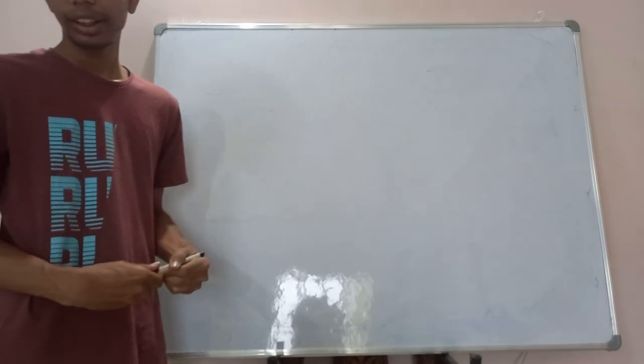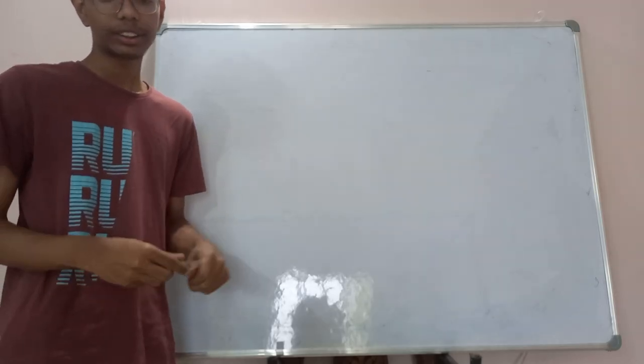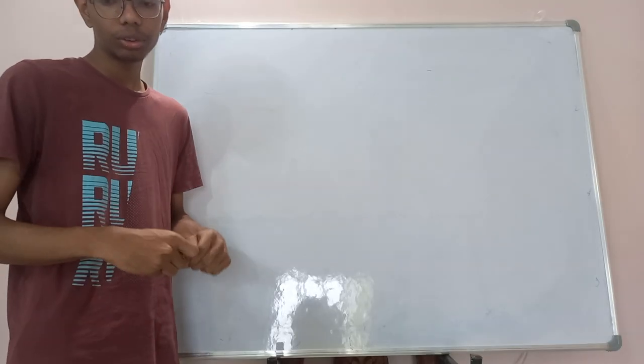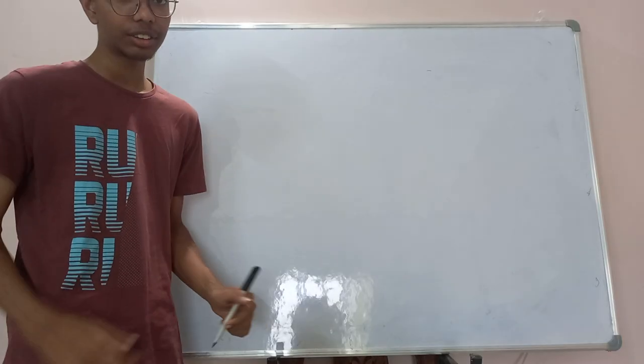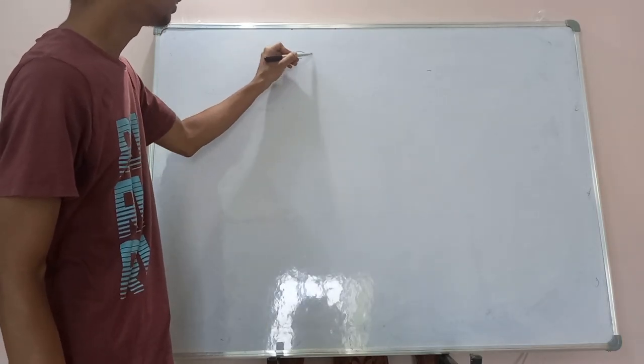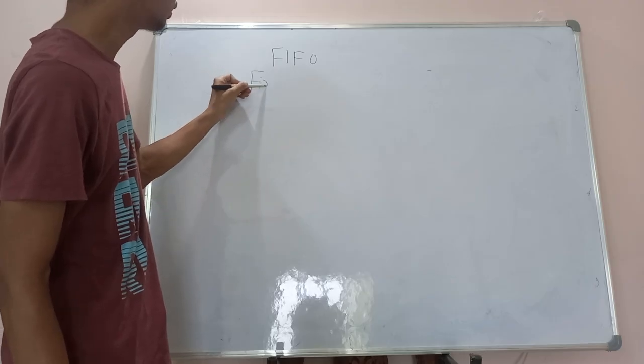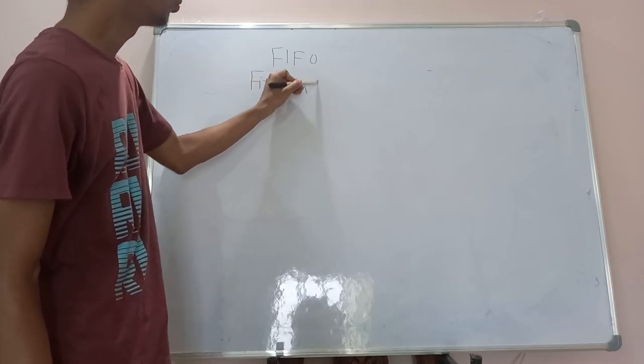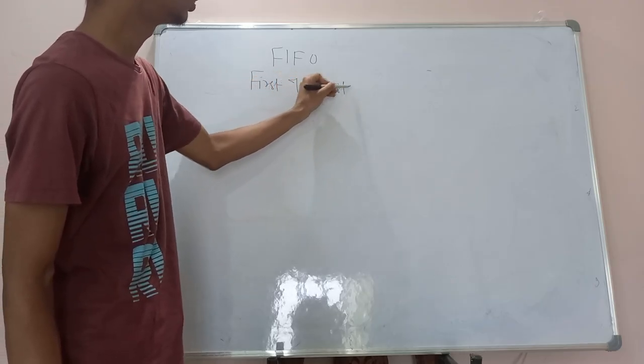In this video, we will be discussing queue. So let's see what is a queue. A queue is a linear data structure which follows the principle FIFO, that is first in, first out.